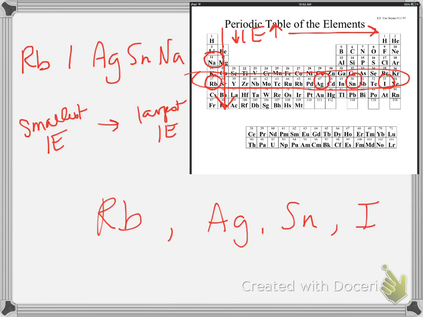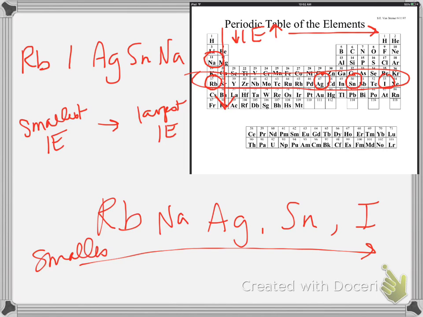Well, now we need to figure out where sodium fits in. So will sodium have a higher ionization energy than rubidium and go there, or will it have a lower ionization energy than rubidium and go there? What we know about ionization energy is that it decreases as we go down a group. So rubidium would have a smaller ionization energy than sodium. So sodium is going to go in between rubidium and silver. There it is. Smallest IE to largest.